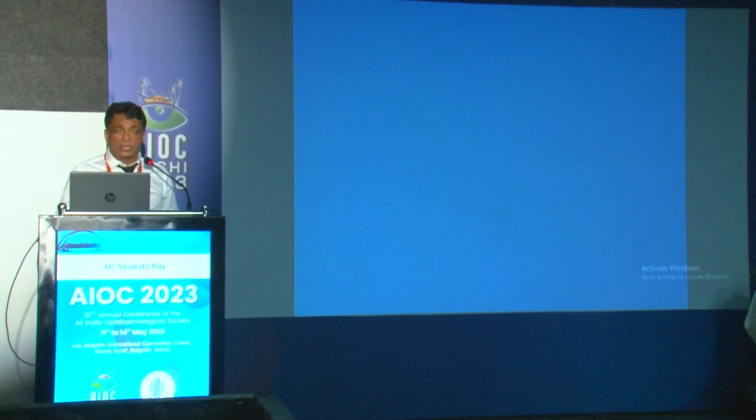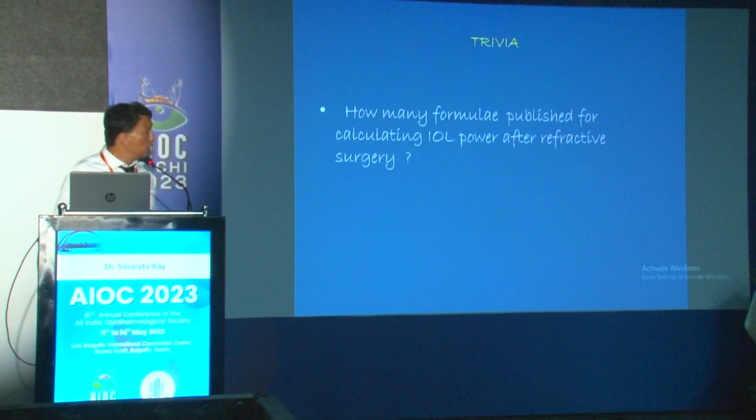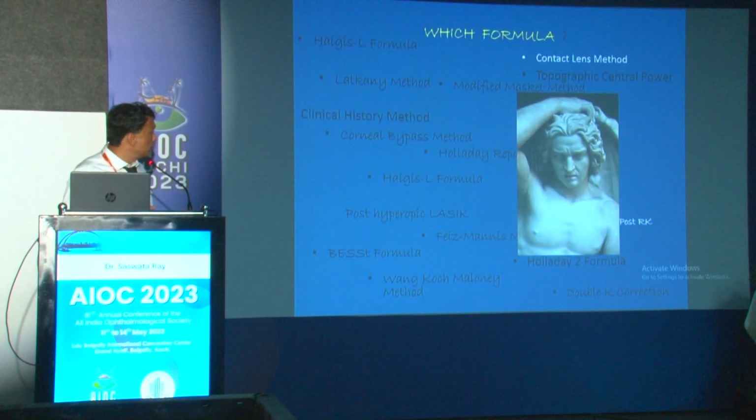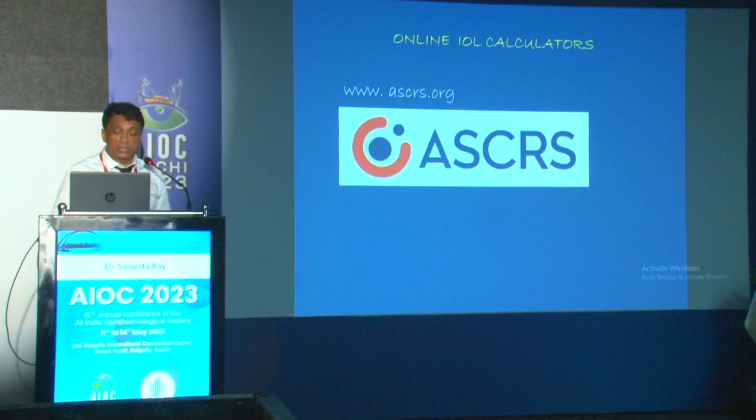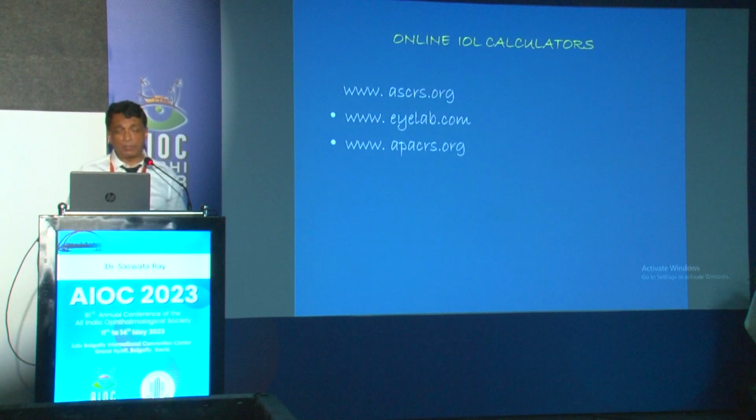So what do we do? Let me tell you one important trivia question. The number of formulae published for IOL power after refractive surgery is almost 36, and at the time of speaking, there are some more going into press. So how do I choose a formula? The simplest thing I have to advise you is to go to the online calculators, freely available on ASCRS. You can have iLabs and have APACRS.